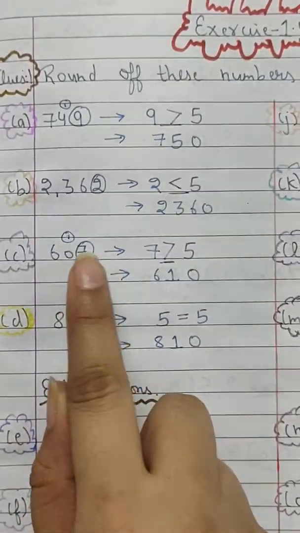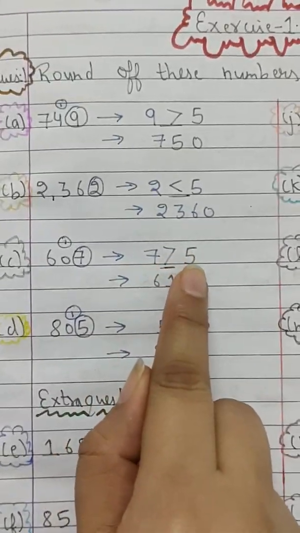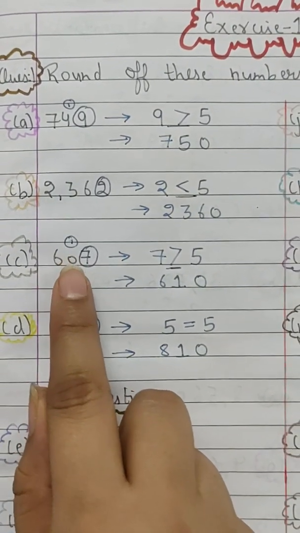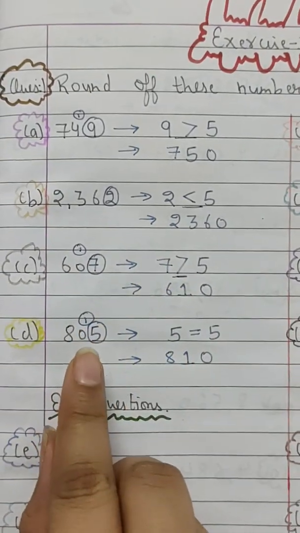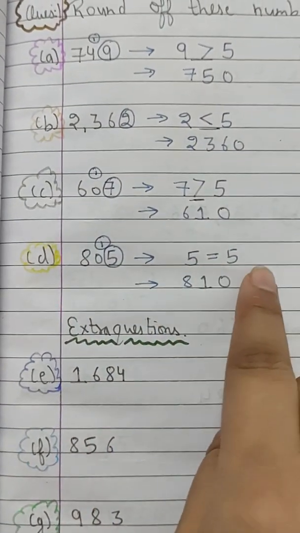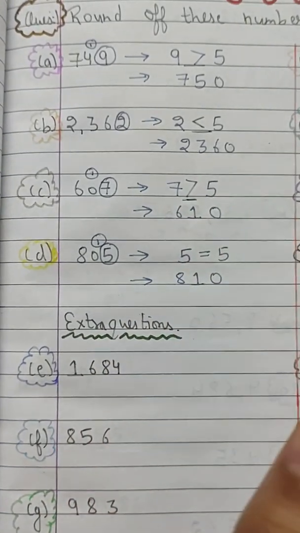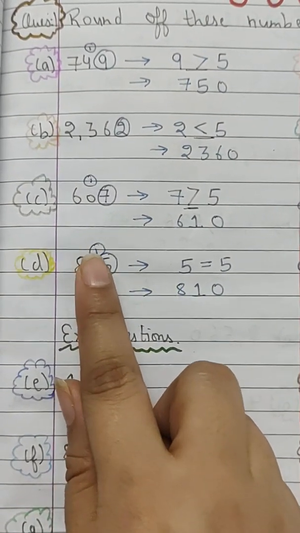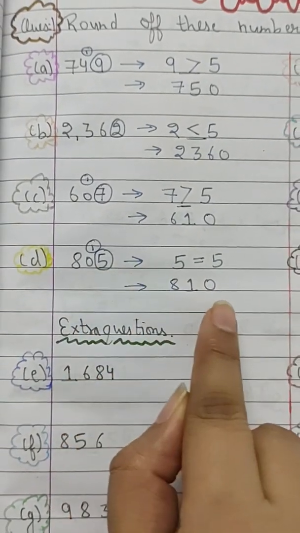Now 607. 7 is greater than 5, you have to compare it first. As 7 is greater than 5, you add 1 at the tens place value, so 0 plus 1 is 1, 6 stays, and the ones digit becomes 0. Next, we have 5 at the ones place value. 5 is equal to 5. As I have already told you, for a greater number or an equal number we add 1 at the tens place, so 0 plus 1 is 1, and the ones digit is changed into 0.